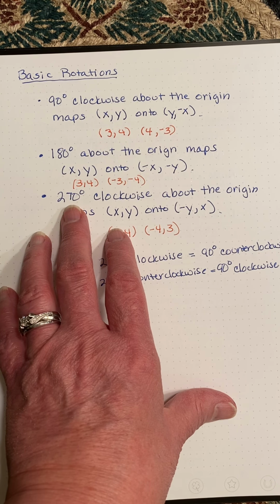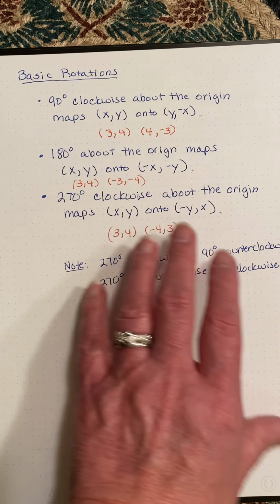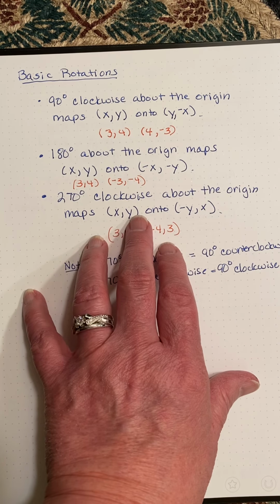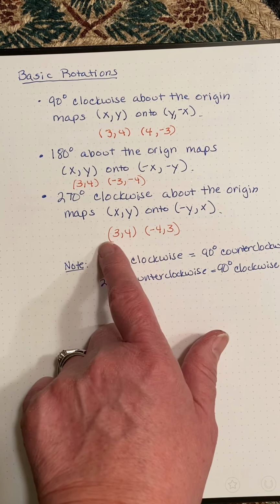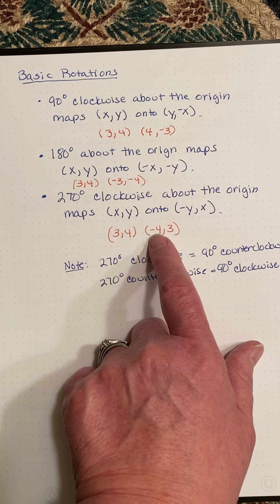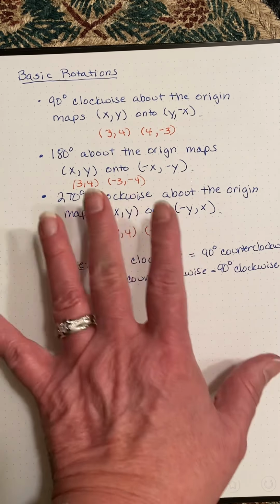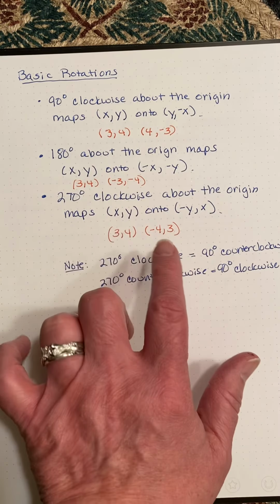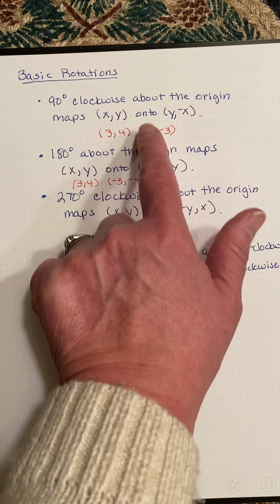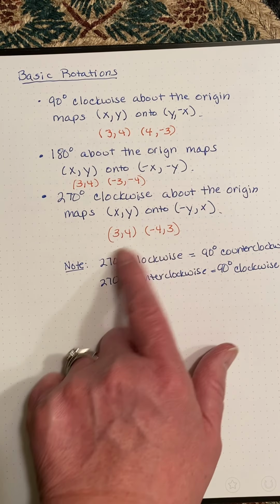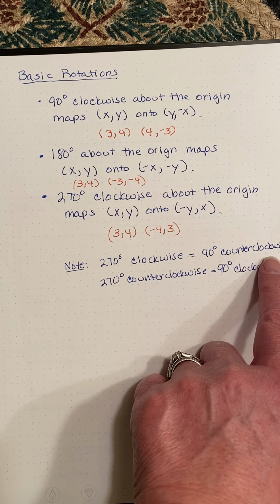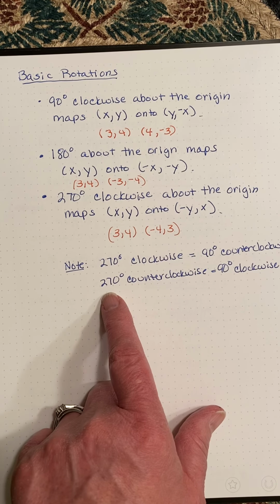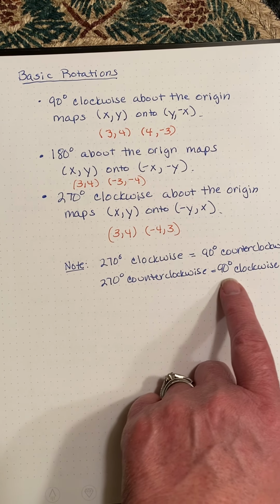If you were to rotate 270 degrees clockwise about the origin, you would have your (x, y), and then you would flip your numbers. (3, 4) would go (4, 3), but the first one would be negative, or the opposite sign of what it is. Only the first one. So if you just had it around the origin, you could actually figure it out by remembering these mapping rules. And then again, 270 degrees clockwise is the same as 90 degrees counterclockwise. The reverse is true also. 270 counterclockwise is the same as 90 clockwise.